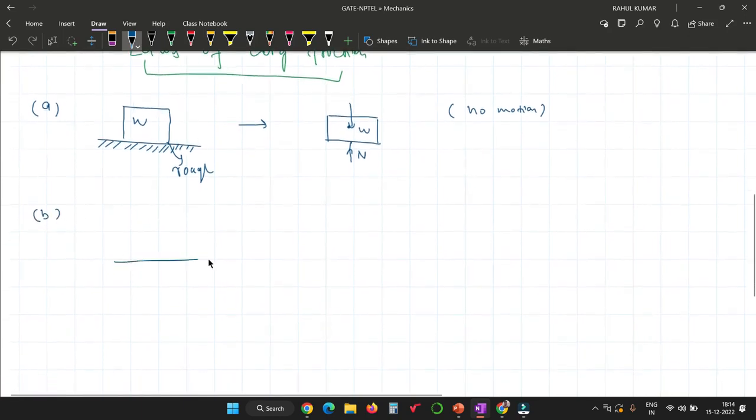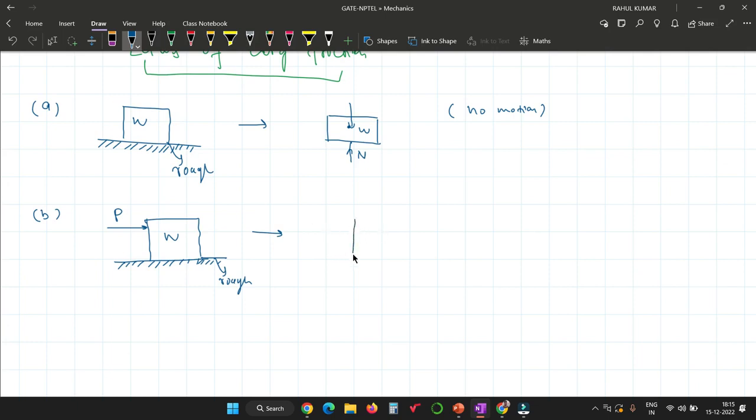Again you have a horizontal surface and a block of weight W. Now you are applying a force P in the horizontal direction, and this surface is again rough. Can you tell me what will happen? It may or may not move. Here we will introduce a tangential force, which is the friction force.